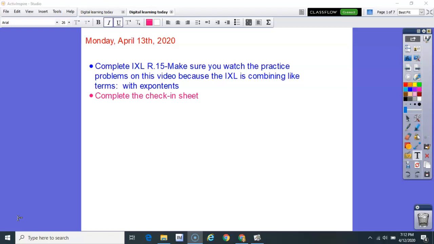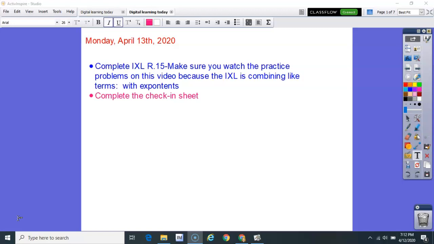Unit 2, Algebra, which is expressions and equations. And today we are just going to review combining like terms. The only part that's going to be new is that some of these like terms are going to have exponents.